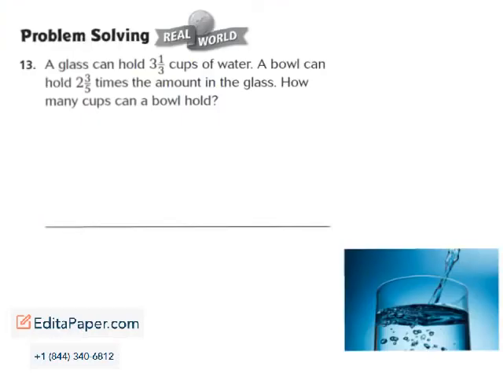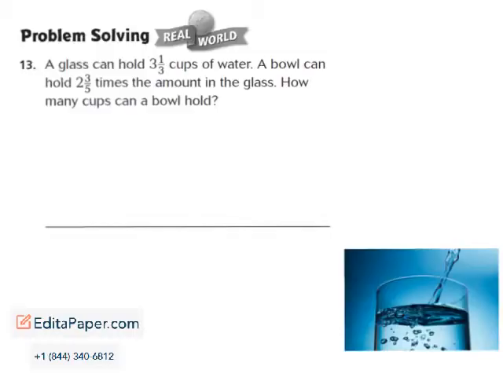Now let's take a look at question number 13. It's one of our real-world problem-solving questions, and number 13 says, a glass can hold 3 1/3 cups of water. A bowl can hold 2 3/5 times the amount in the glass. How many cups can a bowl hold?